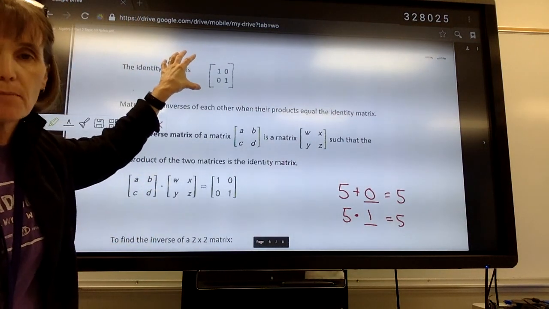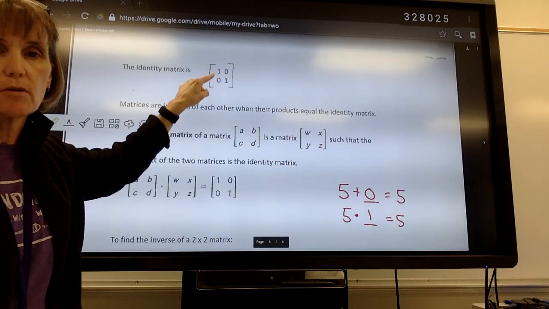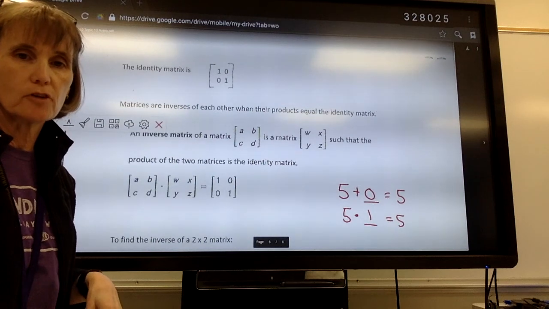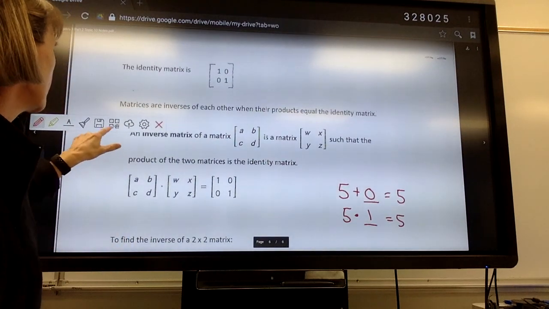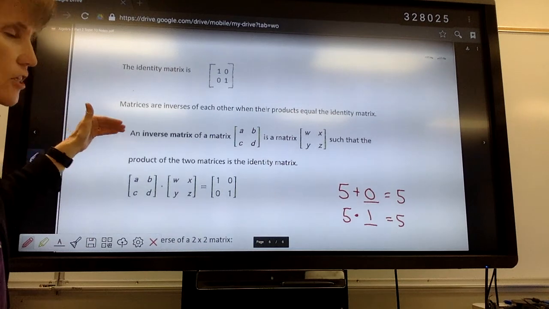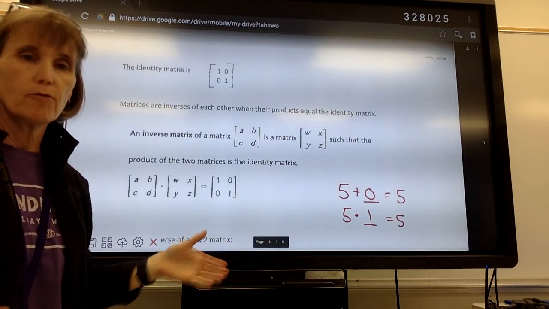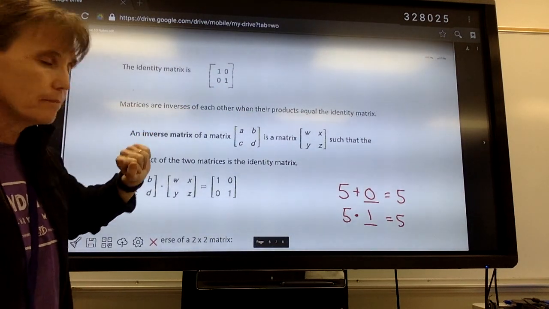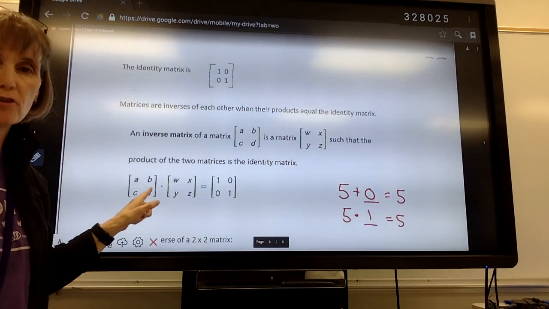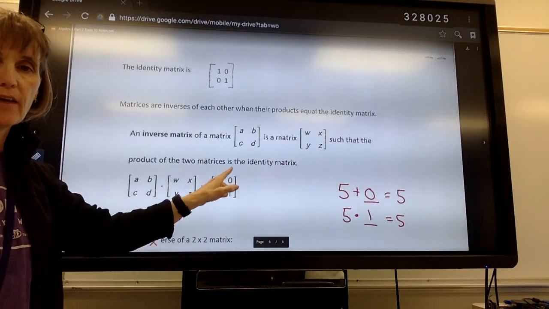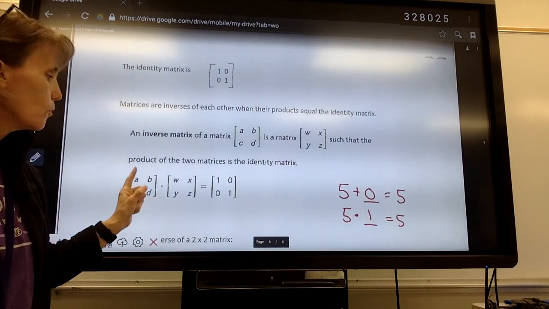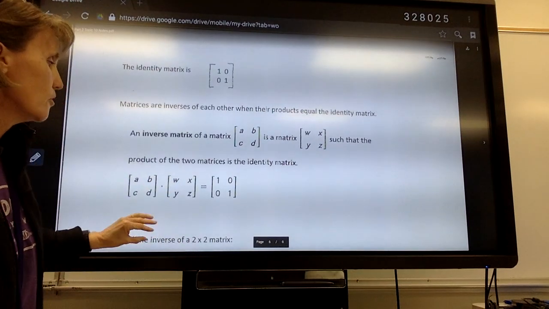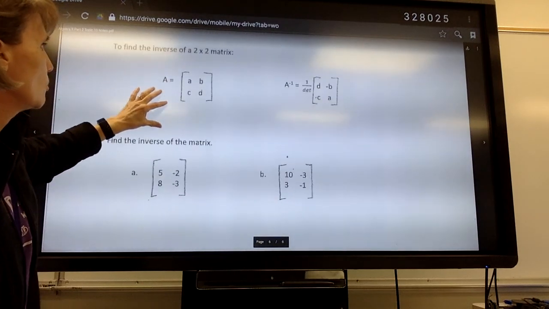So we've talked about identities before. Well, we have an identity matrix, and the identity matrix is 1, 0, 0, 1. So you have 1s in that diagonal. Everything else is 0 in the matrix. And what we say is matrices are inverses of each other if when you multiply them together, the result is that identity matrix. So if I take two 2 by 2 matrices and multiply them together, if that identity matrix is the result, then we would say that those two matrices are inverses of each other. Okay, so here's how you find the inverse of a 2 by 2 matrix.